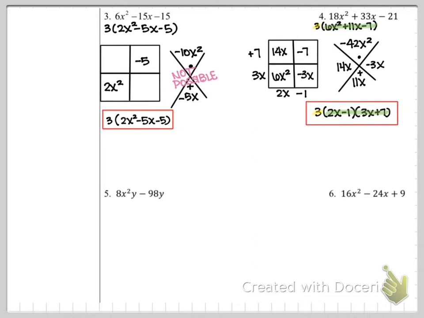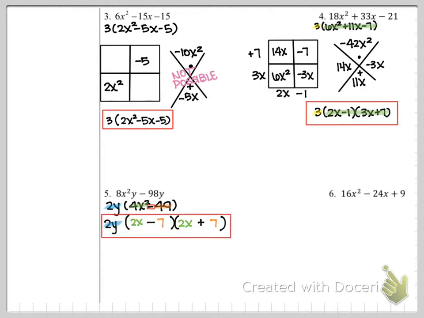All right, see if you can try 5. Okay, so this one's interesting because we have a GCF of 2y, which I took out, but then if you look inside the parentheses, we have a binomial that we can do square roots of. So if I square rooted the 4x squared, that's where my 2x's came from. Square root the 49, that's where my 7's came from. And then I do have the minus sign. Gotta have the minus sign for this to work. So then there's my factorization for this problem.